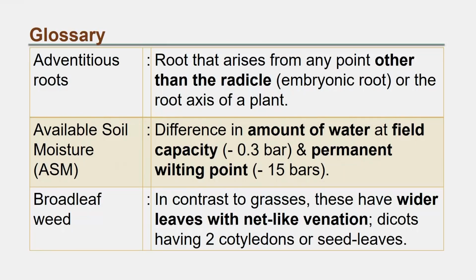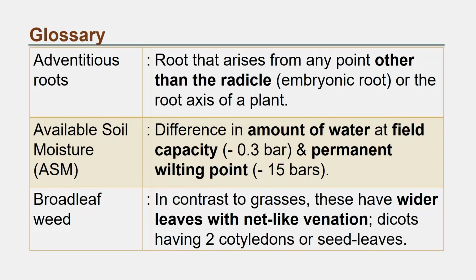Some glossary: adventitious roots, root that arises from any point other than the radicle, embryonic root or the root axis of a plant. Available soil moisture or sometimes available soil water, difference in amount of water at field capacity that happens to be at minus 0.3 bar, and the permanent wilting point that comes at minus 15 bar pressure. So difference in moisture percentage in these is called as available soil water or available soil moisture.